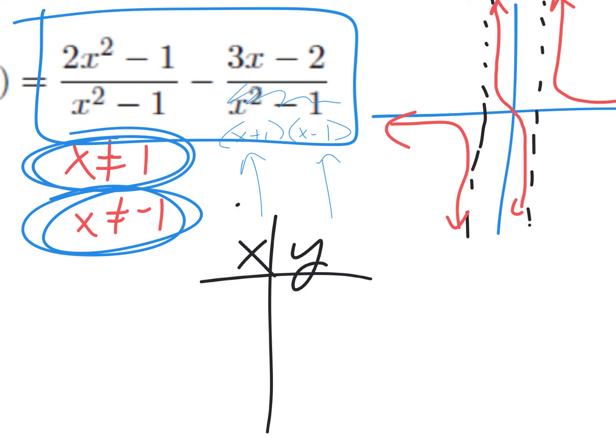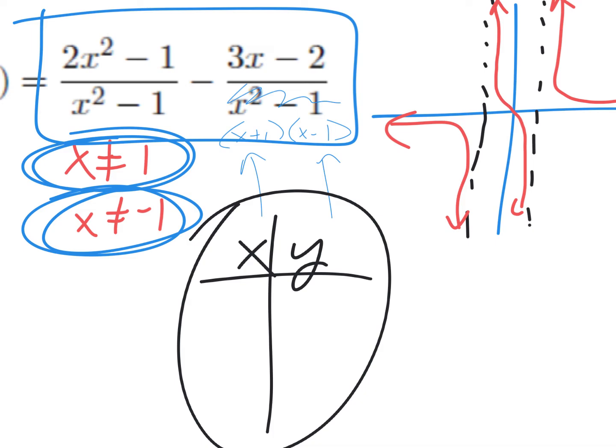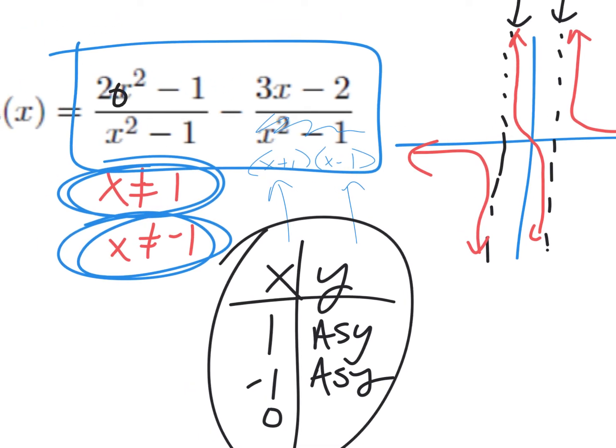If you can find points like this by sticking in a number you want, well, would I stick in 1? No, because it would crash the function. I might as well write 1 and say asymptote. And then -1 also asymptote. And then I could stick in other numbers like, well, let's stick in 0 and see what happens. Well, if you stick in 0, I'd put it in here, and here, and here, and here, and we could get the answer. It would probably be pretty quick.